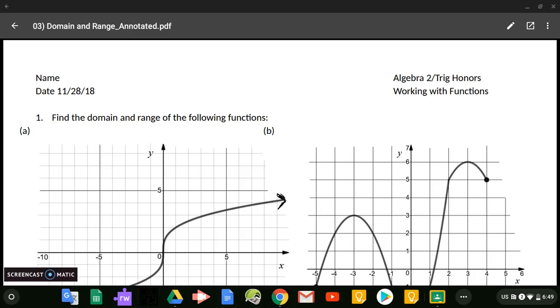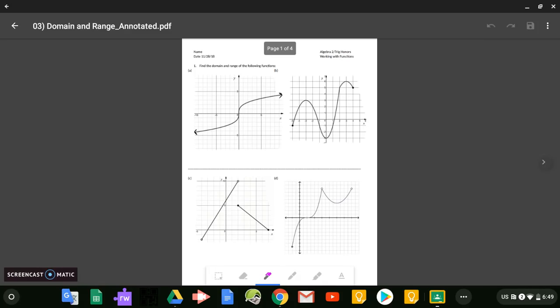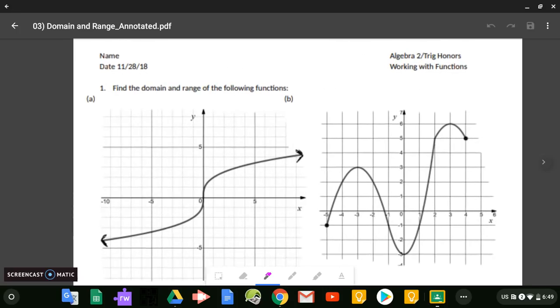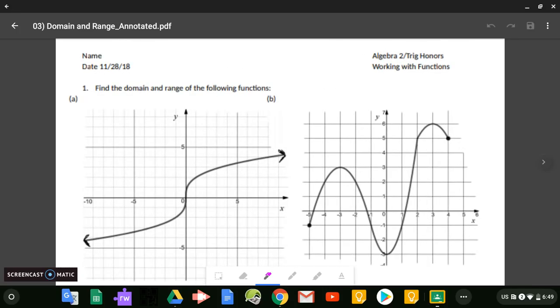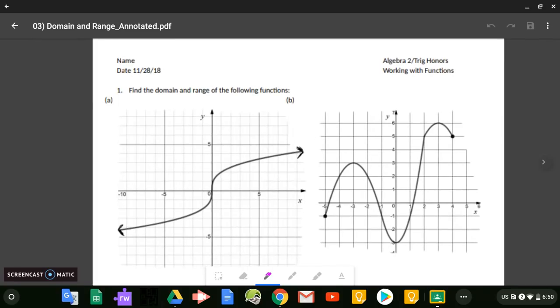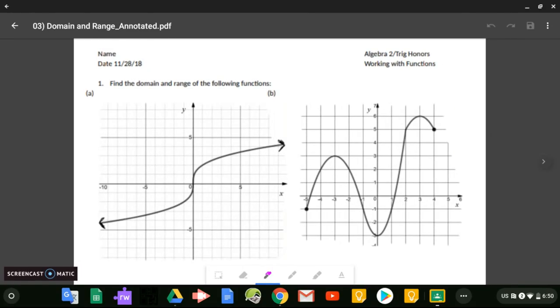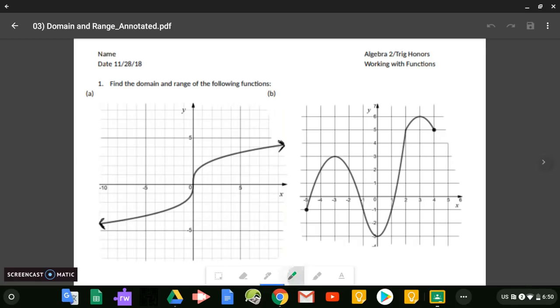For today's lesson, you're going to want to have your notes open, and we're going to run through certain problems. So we're going to look at the first page together. I want you to determine the domain and the range for each of the following functions.